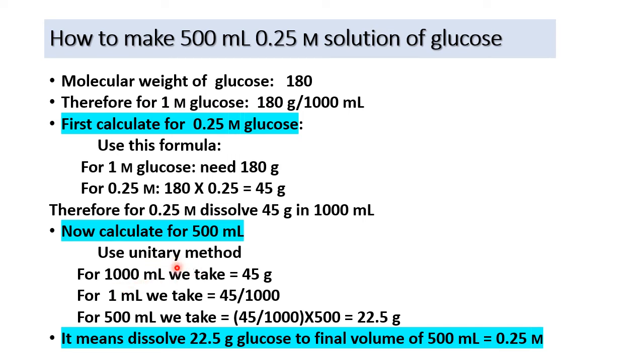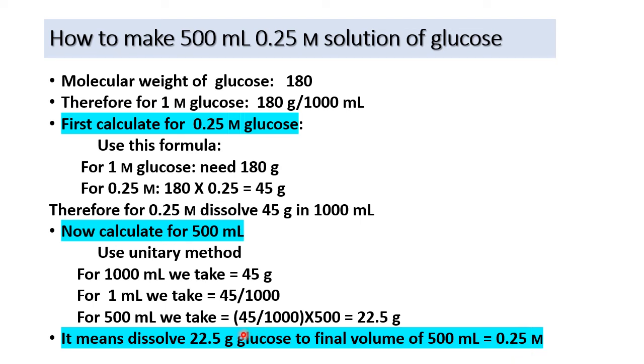Once again, you might remember it from your primary classes, that for 1000 milliliters we take 45 grams of glucose, and for 1 ml we would need 45 divided by 1000, and for 500 ml we would take 45 divided by 1000 multiplied by 500. Using this simple formula it comes out to be 22.5 grams. So if you dissolve 22.5 grams of glucose to a final volume of 500 ml, it comes out to be 0.25 molar.